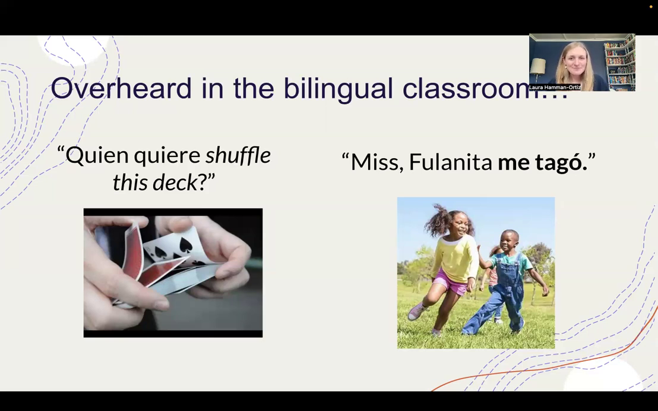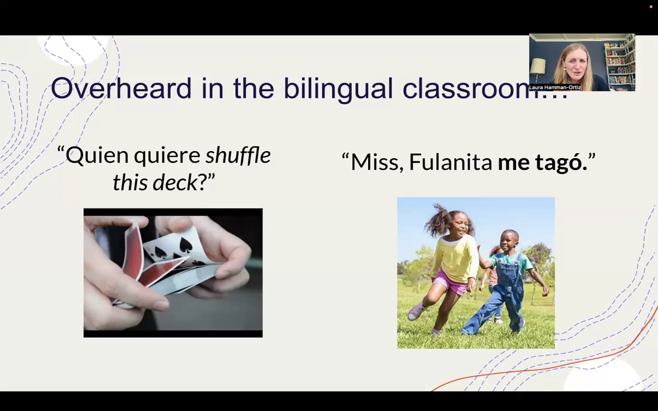The second example I love as well, this was told to me from a kindergarten dual language teacher that I worked with in Wisconsin. And she told me the story of being out at recess one day, and a kindergartner in her class came running up to her and said, "Miss Fulanita, me tago." And my friend was kind of trying to figure out what she meant by "me atacó," because that's not a Spanish verb.